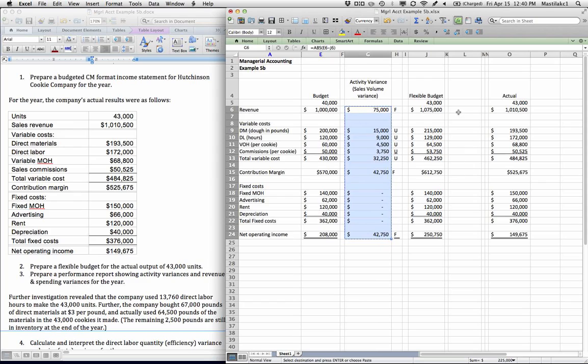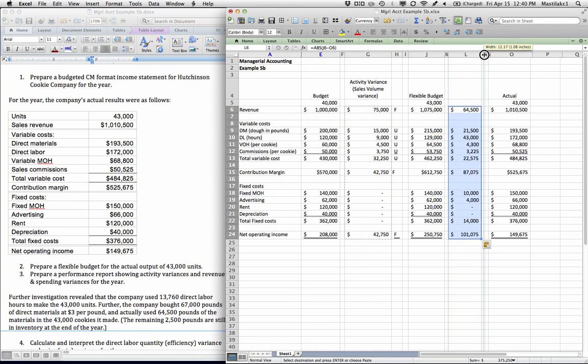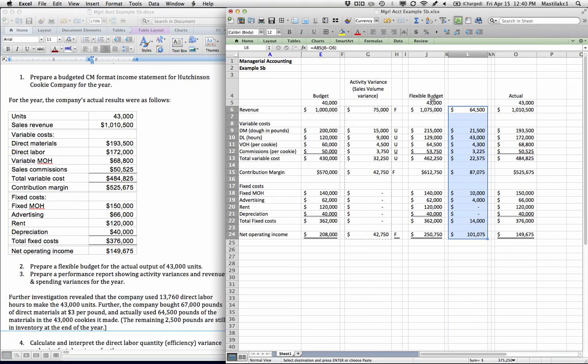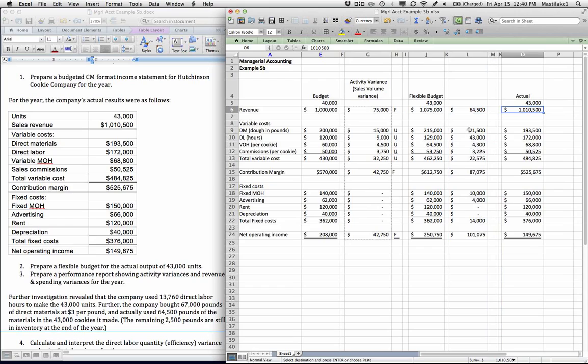Now, here's where we have another problem. The other problem is the fact that all of our cost, volume, profit assumptions did not hold. And instead of making $1,075,000 of revenue, we only made $1,010,000. Instead of our variable costs being what they should have been, they were what they were. The same thing with our fixed cost. So we have to deal with the fact that the flex budget didn't come true.